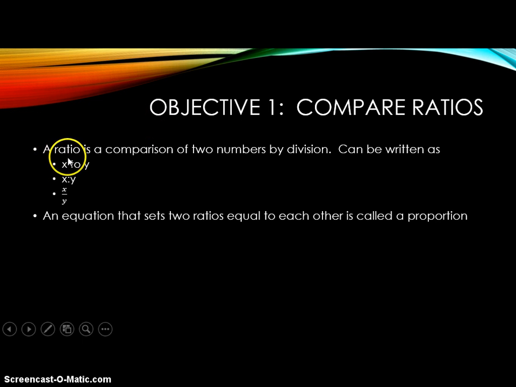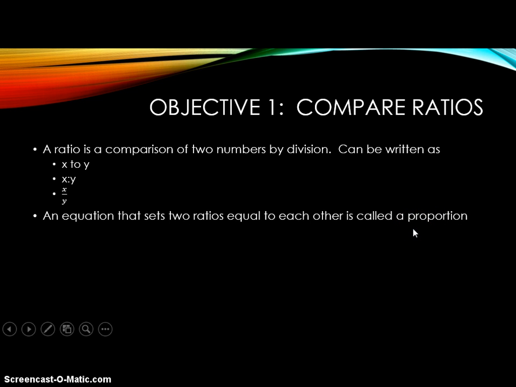And the first is the ratio. A ratio is a comparison of two numbers by division. You can see them written as x to y, x colon y, which is just read as x to y, and x divided by y. All right, and when we set two ratios equal to each other, that is called a proportion.